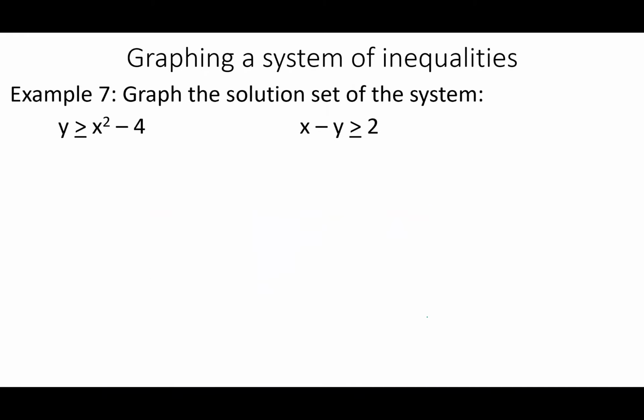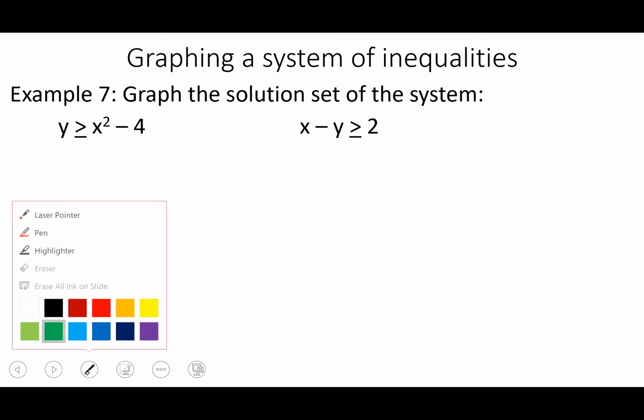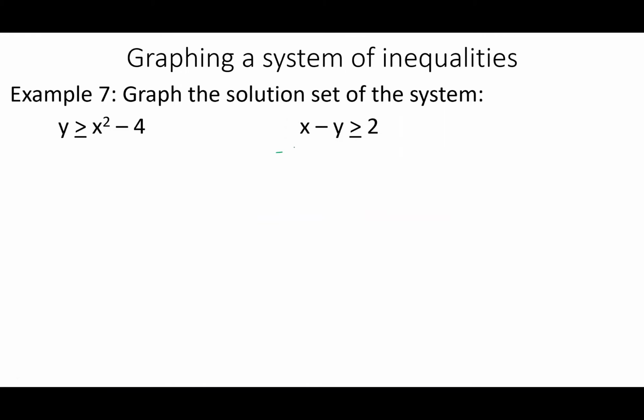All right, we're doing the same thing here. Let's solve this equation for y, because it's not solved for y. Subtract x from both sides and divide both sides by -1 to get y by itself.